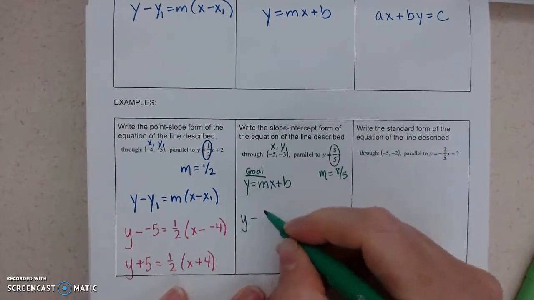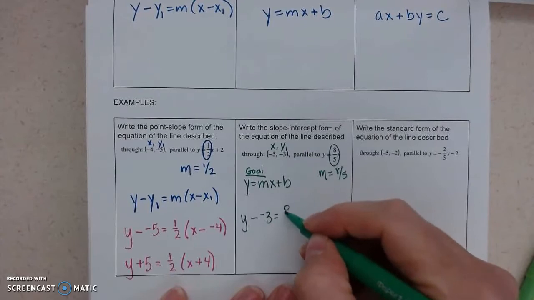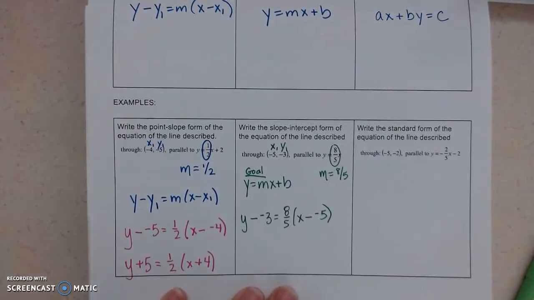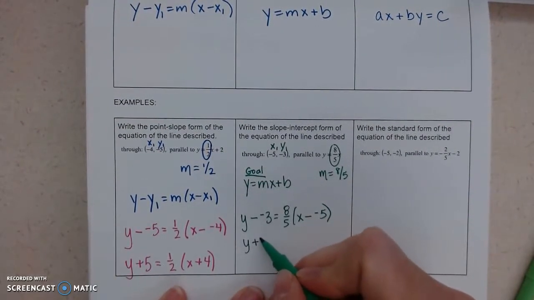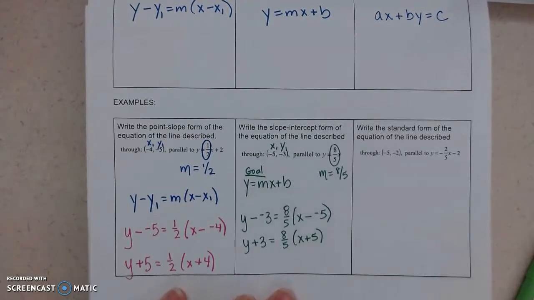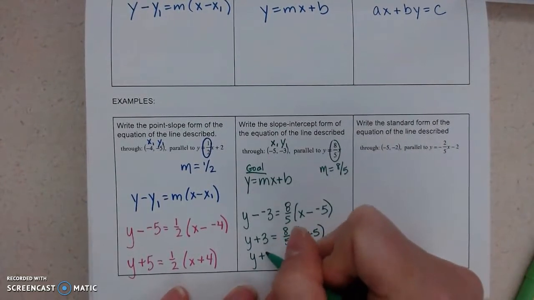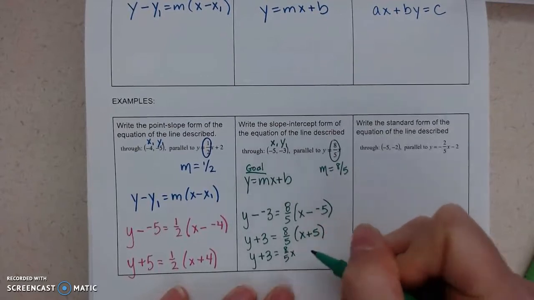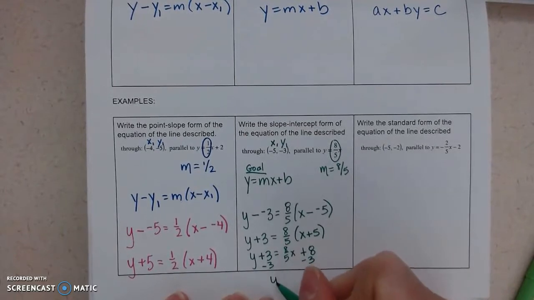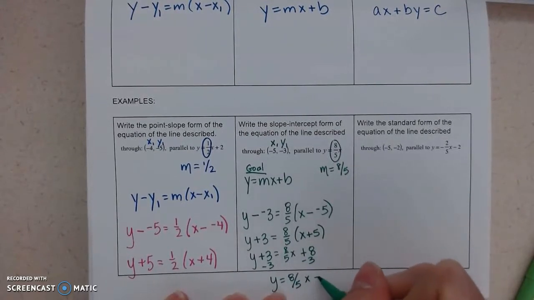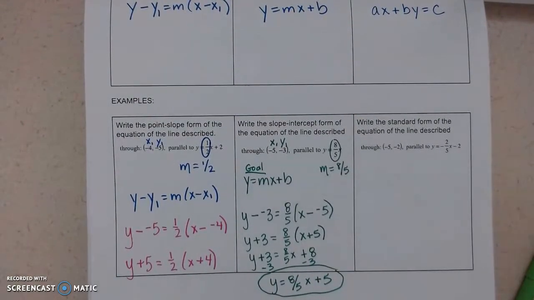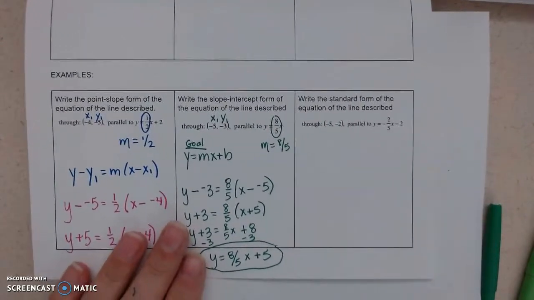So y minus y equals m, x minus x. And then we just need to simplify this equation to get y by itself. So we're going to rewrite this. So y plus 3 equals 8/5 x plus 8. Then we're going to subtract 3. So y equals 8/5 x plus 5. And since y is isolated, we've got slope intercept form. Good job. All right, let's look at our next example.